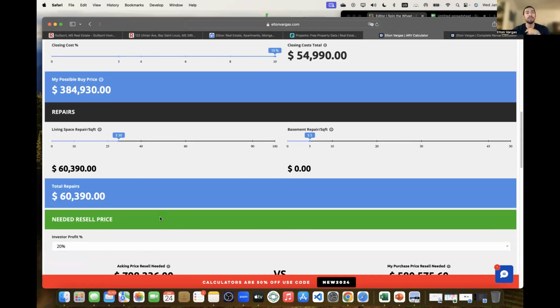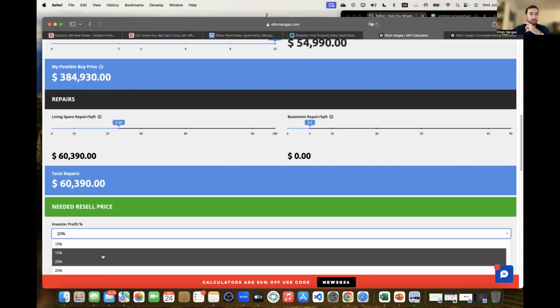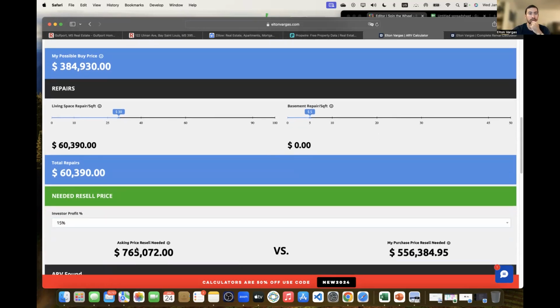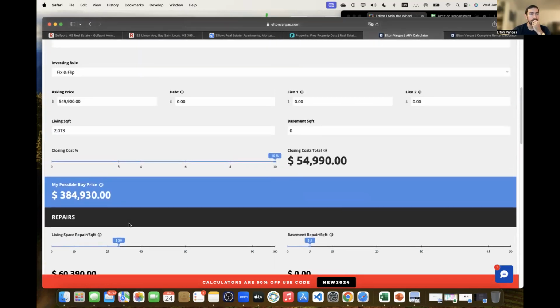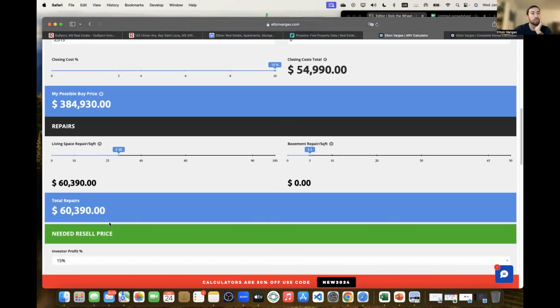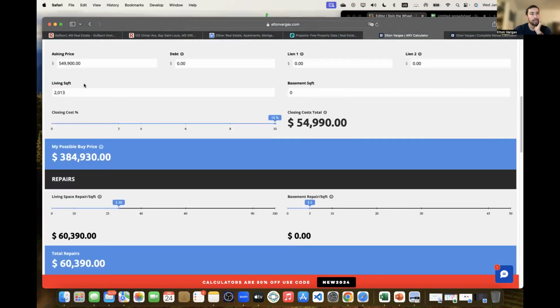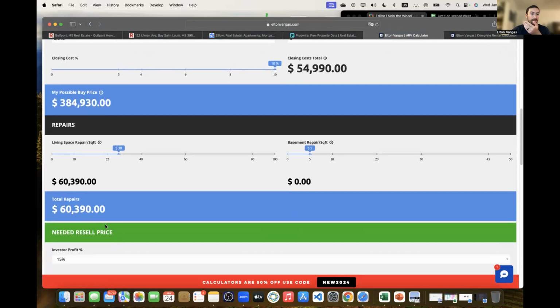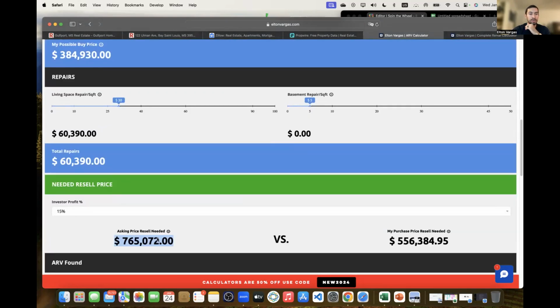Let's say I'm the investor, I'm the buyer, because I'm putting myself into that place. Then let's say I want to make a 15% profit out of the deal. This property is listed at 549. Based on what the agent is telling me, the property is listed at 550. I need to put $60,000 in repairs and I want to make 15% in profit. That means I need to resell my property for $765,000.